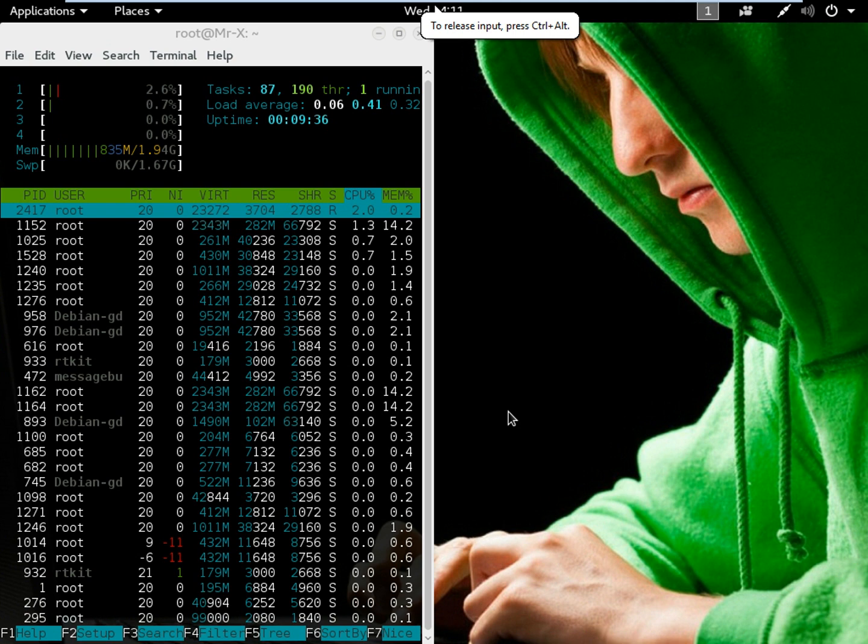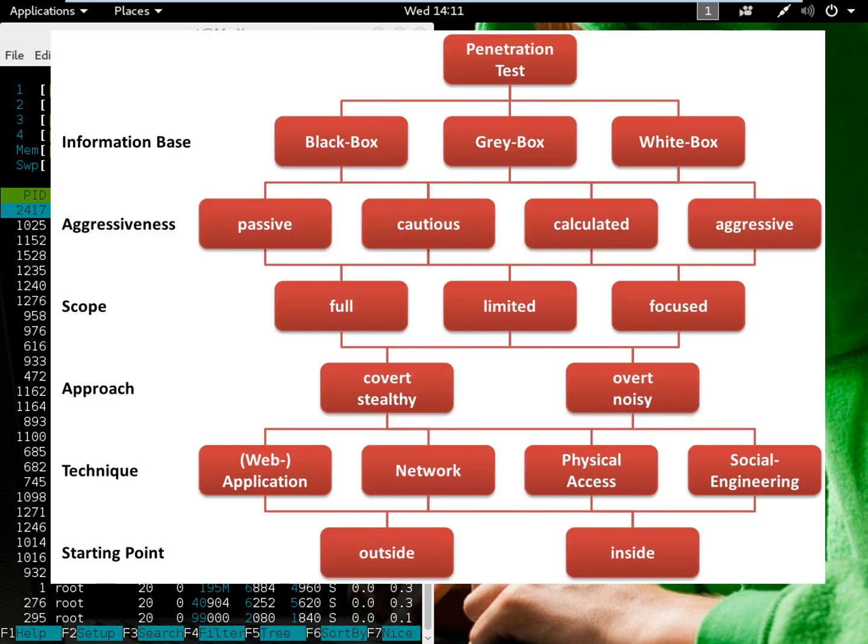All. In this video we are going to discuss different types of penetration testing. So let's start with the introduction. In today's corporate environment, there is no doubt that security is now one of the main issues being addressed.